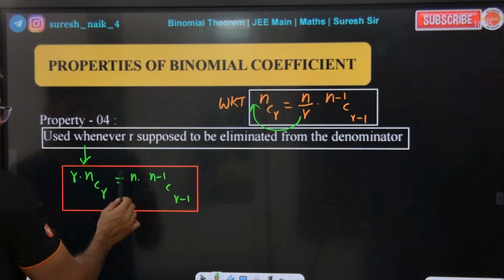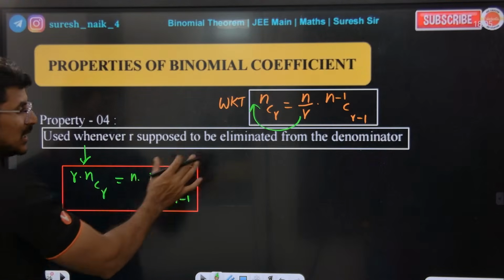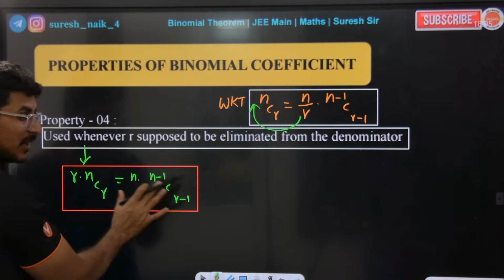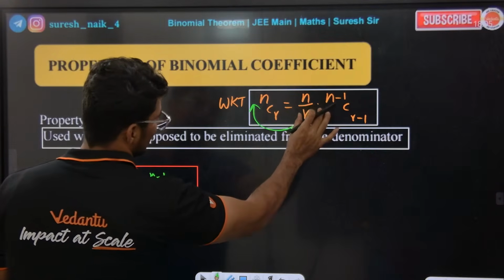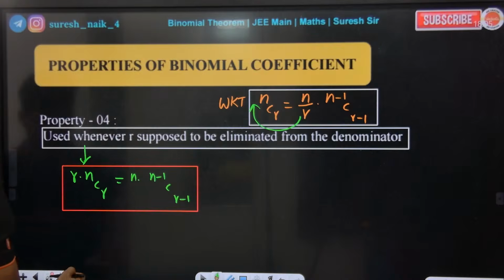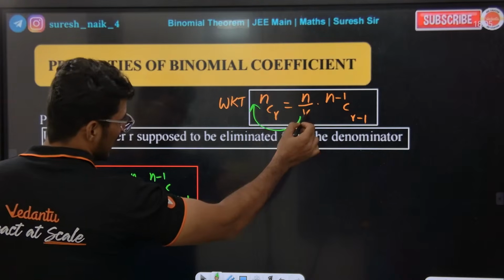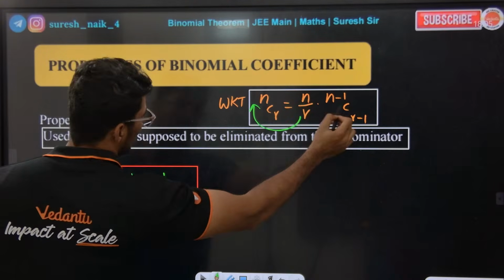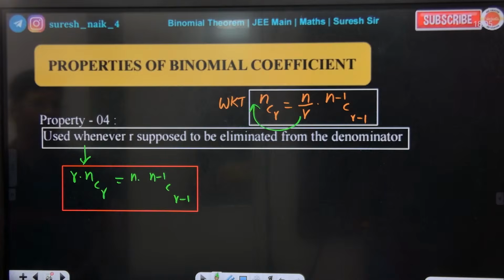Here there is no division; there is a product, multiplication. Whenever we have something like n by r into (n minus 1)C(r minus 1), we always have to use this property. The r in the denominator, we shift and cross multiply, and we need to write this. That is the fourth property. What is the fifth property?